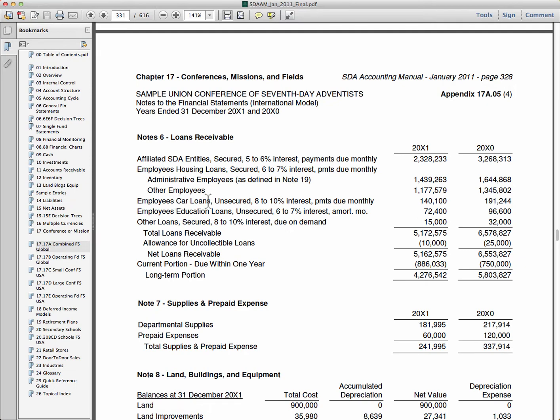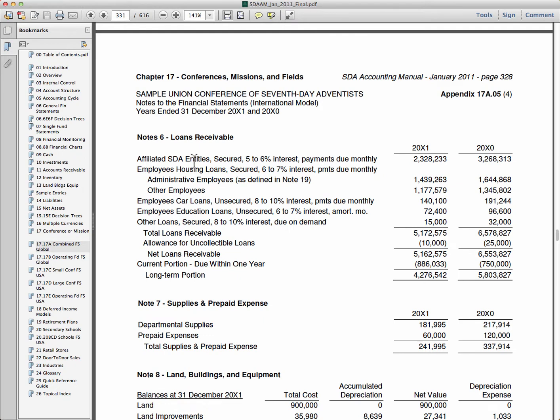And so employee car loans would have to be shown separately if they were two different groups of employee car loans. The inference of the way this is showing here is that all of these car loans are for other employees, but if there were any administrative employee car loans, they would need to be shown in a separate line. Now, the second point of what we need to be gathering from this note, this example, all right, the first point was breaking out administrative employee loans from other employees. It has to be done for every loan category.